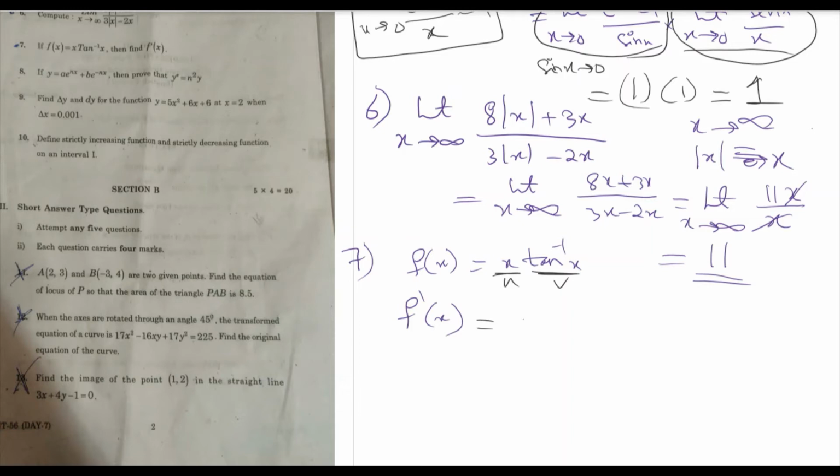u dash is 1 into tan inverse of x plus u, which is x, into v dash, which is the derivative of tan inverse of x. The differentiation of tan inverse of x is 1 by 1 plus x squared. That equals tan inverse of x plus x by 1 plus x squared. This is the differentiation, f dash of x.